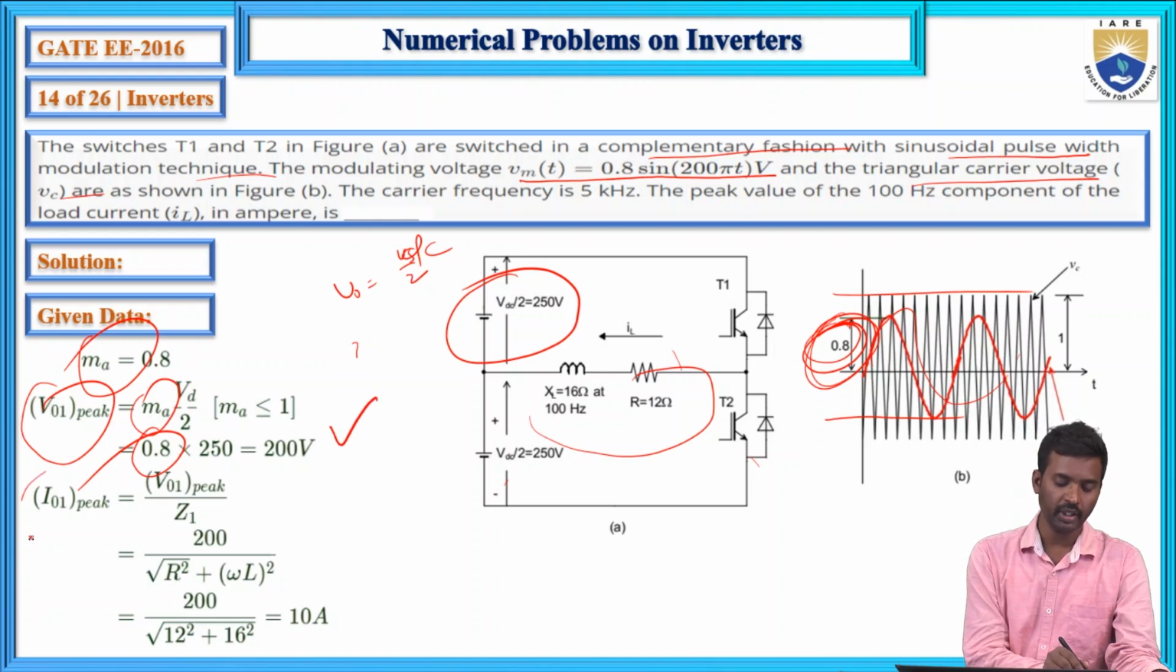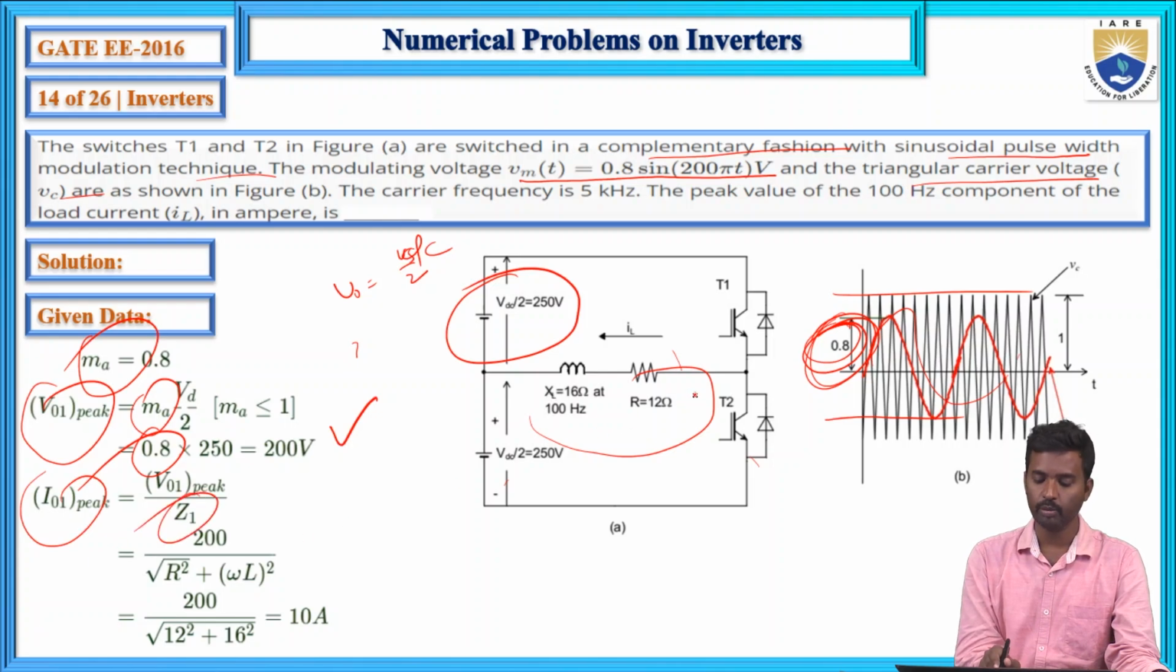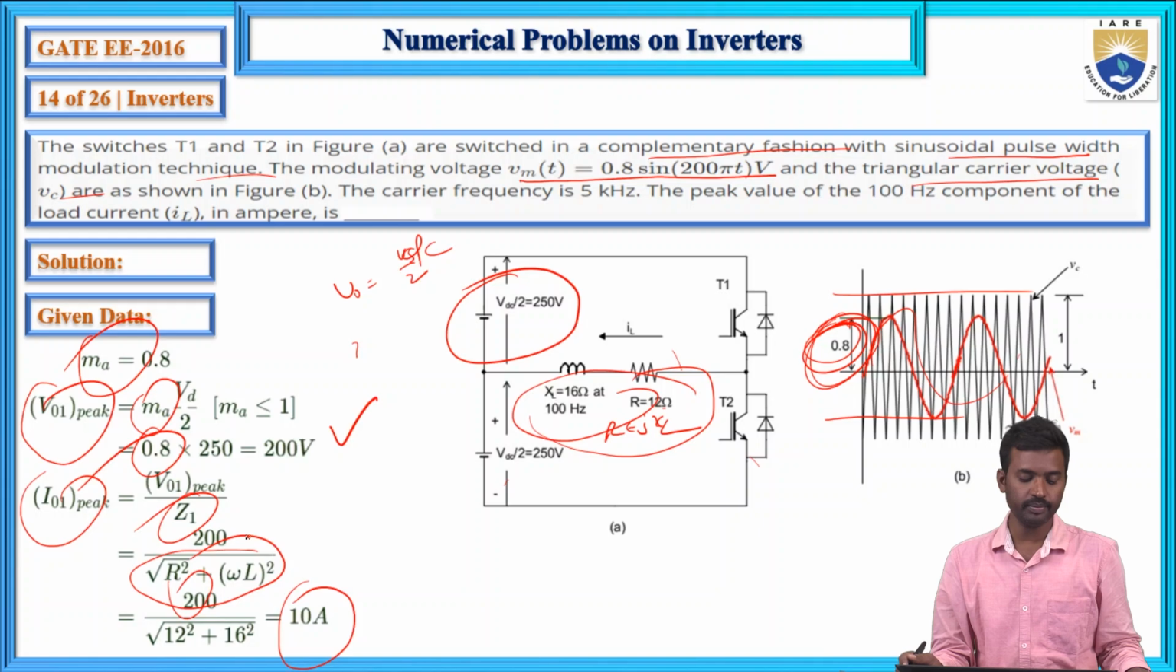And next, the peak current equals V divided by Z. Z equals R plus jXL. Take the modulus, the square root of 12 squared plus 16 squared. So finally you will get 200 by the square root of 12 squared plus 16 squared, that equals 10 amperes.